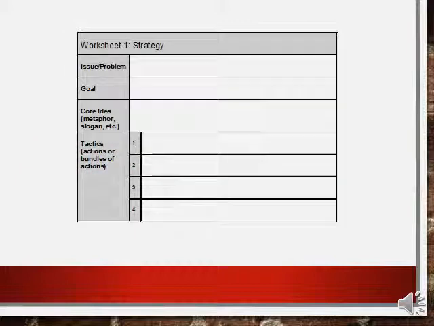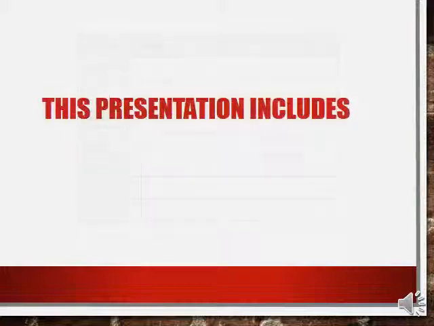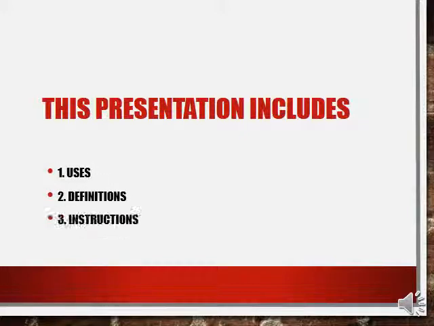This is what Worksheet 1 looks like. Line 1, issue or problem. Line 2, goal. Line 3, core idea. And line 4, which is subdivided, for tactics. This presentation has 6 sections. It includes uses, definitions, instructions, tips, tips for simulations, and final checks.